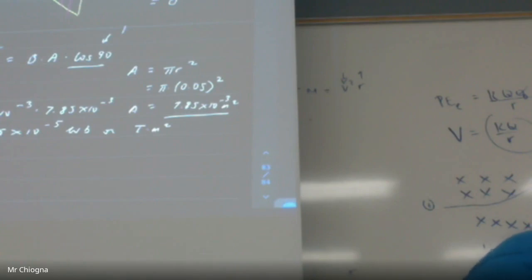Okay, so let's calculate the change in flux. Final minus initial. Final is 0.